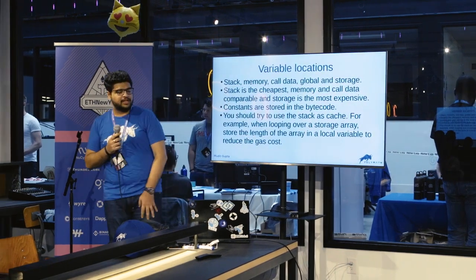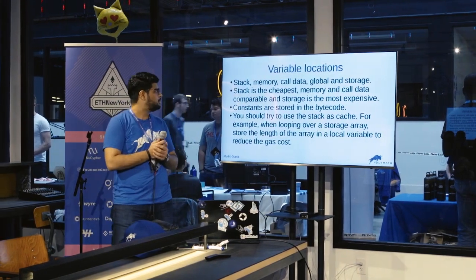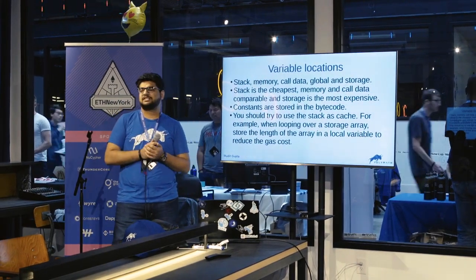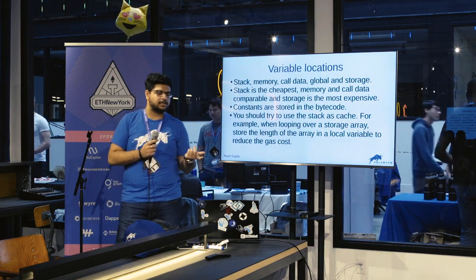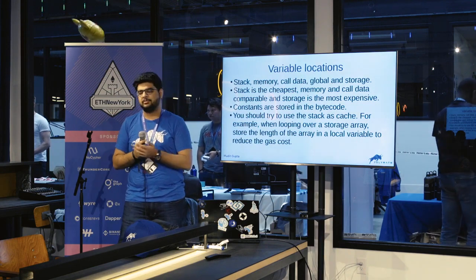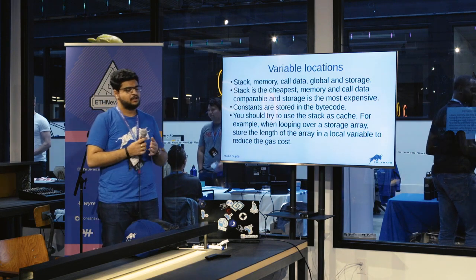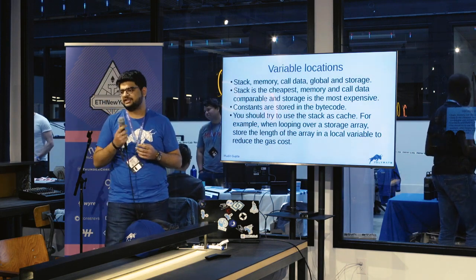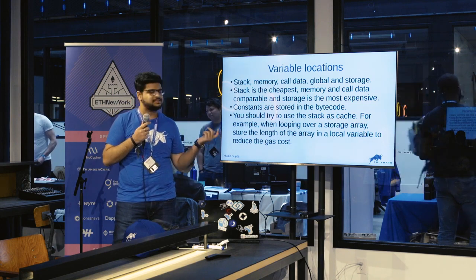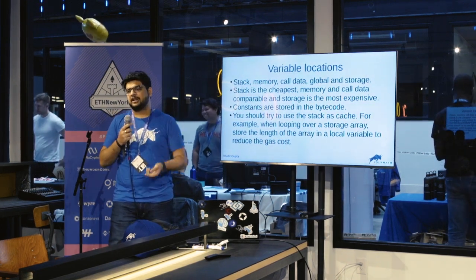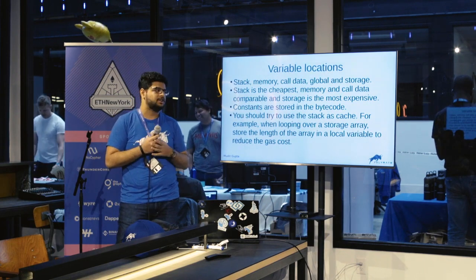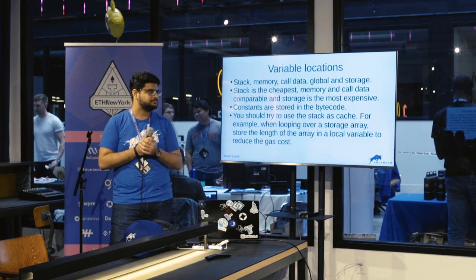So let's start with variables. Let's talk about variable locations. Variables can be stored in stack, memory, and storage. But then there's basically call data and global variables that are kind of special. Global variables, for example, msg.sender is one of the global variables. Call data variables are basically the function parameters of external functions, so they are directly stored in call data.